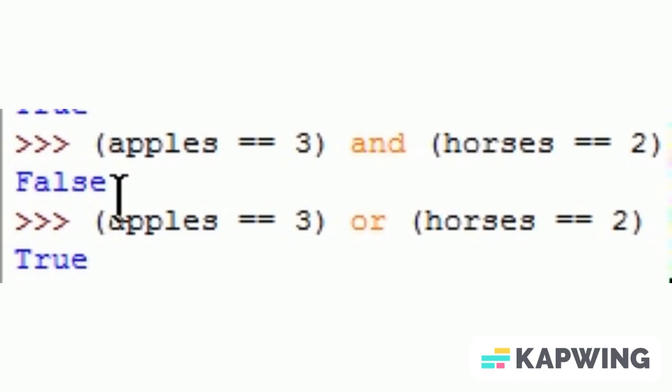The first one is apples is equal to 3 and horses is equal to 2. That is False because we have 5 apples and not 3. The second statement is our or statement. apples is equal to 3 or horses is equal to 2. That is True. The apples are 5, but we have 2 horses, so that's why it's correct.